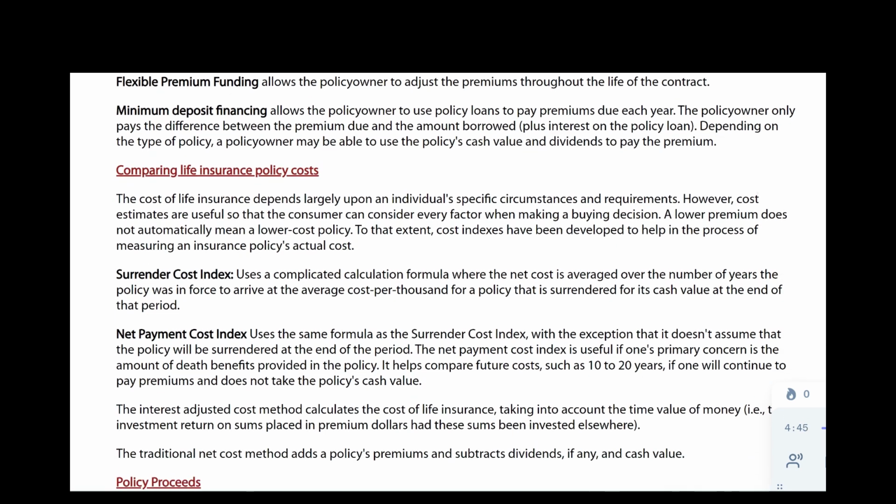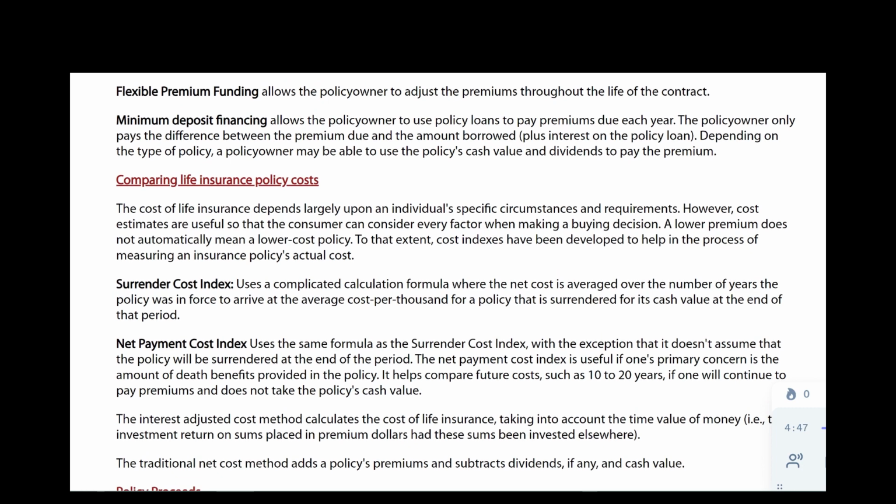Flexible premium funding allows the policy owner to adjust the premiums throughout the life of the contract. Minimum deposit financing allows the policy owner to use policy loans to pay premiums due each year. The policy owner only pays the difference between the premium due and the amount borrowed, plus interest on the policy loan. Depending on the type of policy, a policy owner may be able to use the policy's cash value and dividends to pay the premium.